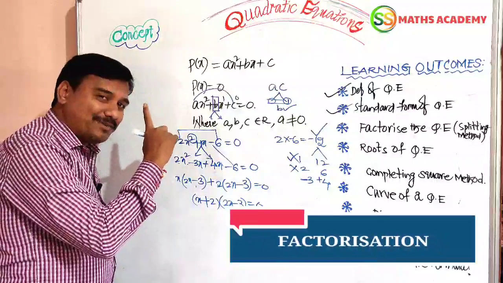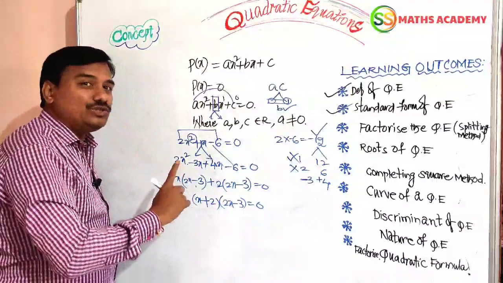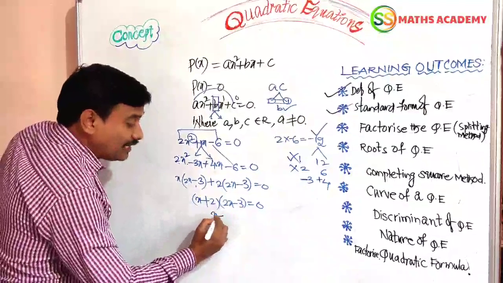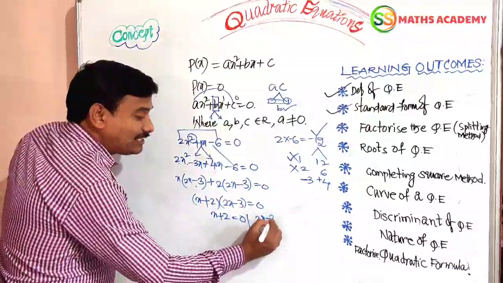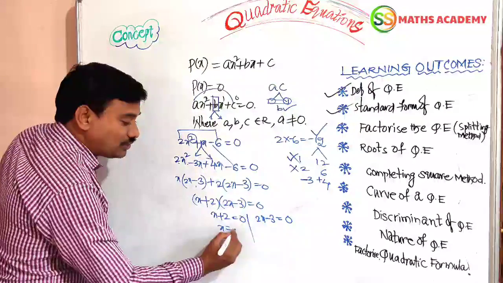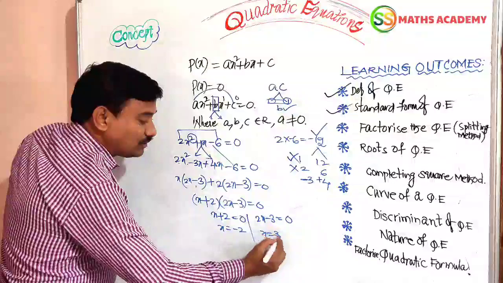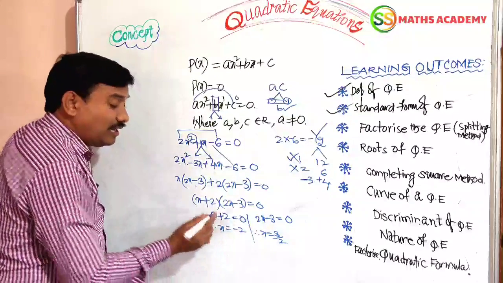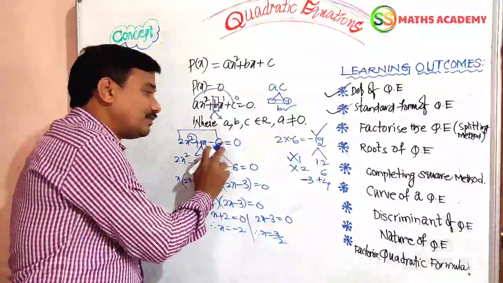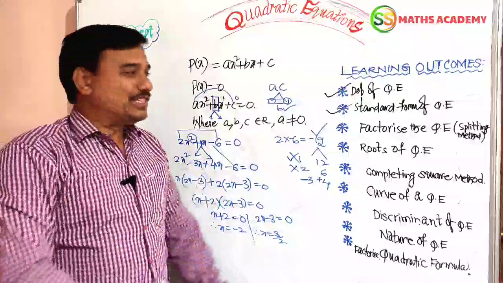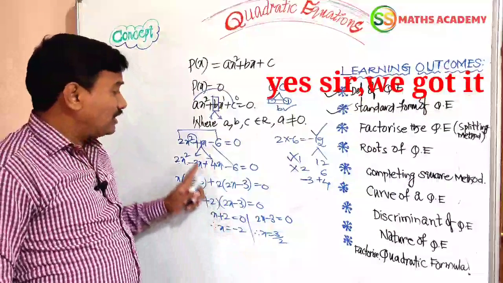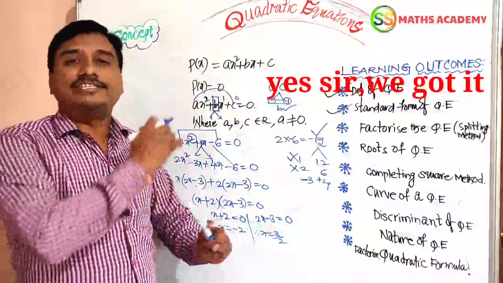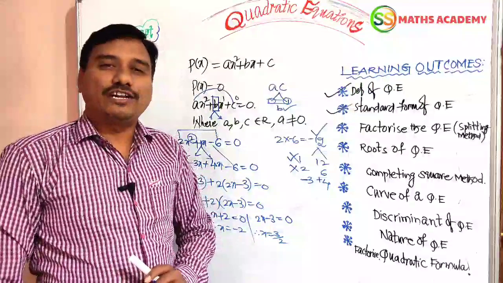Yes, we discussed this in polynomials. We have to find the zeros and roots. That means x plus 2 compared to 0, and 2x minus 3 also compared to 0. Then x equals minus 2, and x equals 3 by 2. These are the roots of this question by using the splitting method. You can check it also: substitute minus 2 in place of x, and it is the zero or root of the quadratic equation.